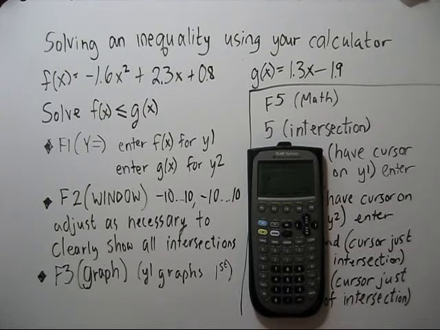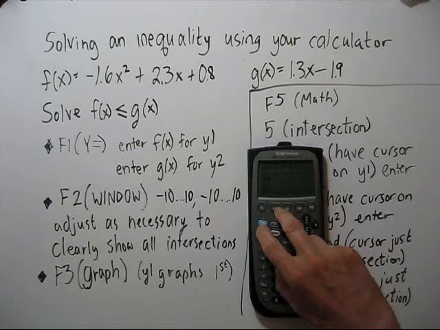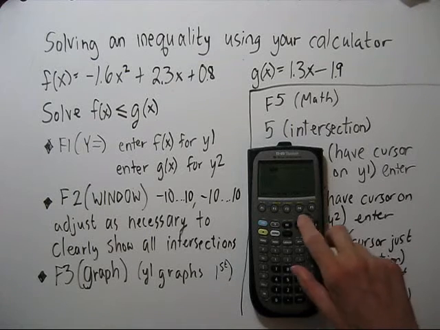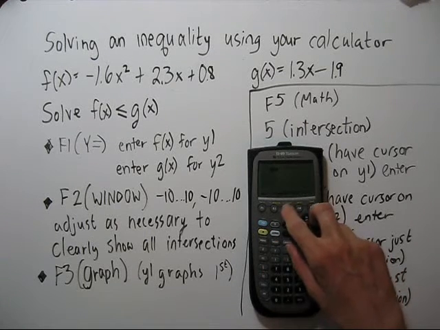Hit enter. Now let's look at what our window's set at. Mine's set -10 to 10, -10 to 10. X scale, Y scale are both 1, and my X res is 1. We want a big enough window to be able to see all of the intersections. So let's graph it. Diamond F3.